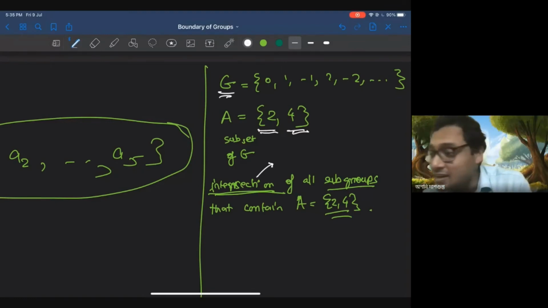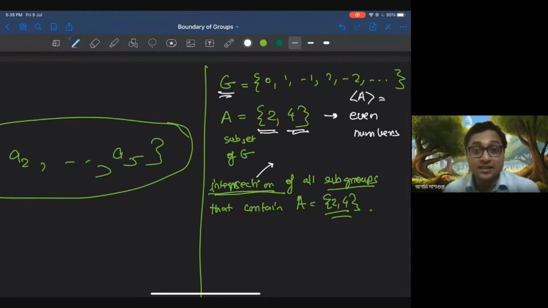Okay, so Pranab is saying that this is all even numbers, the group of all even numbers. Angle bracket A is that. That's very much possible. So this is a good example for all of you to think about. Very simple example. Pranab may have already given you the answer, but you can think about the subgroup that is the intersection of all subgroups that contain 2 and 4. Is it the group of even numbers?